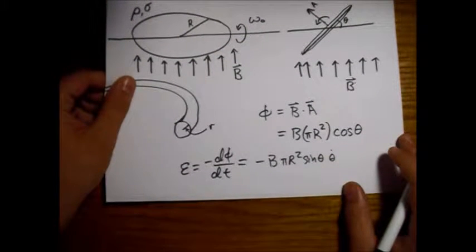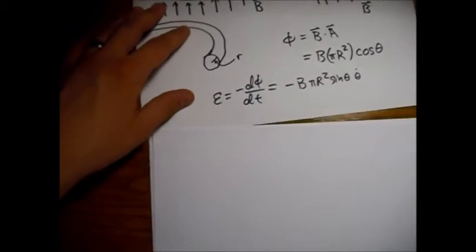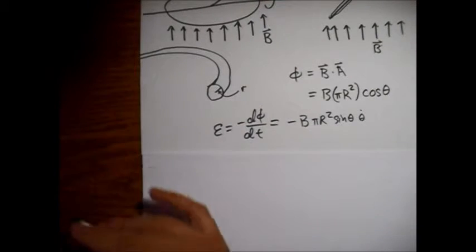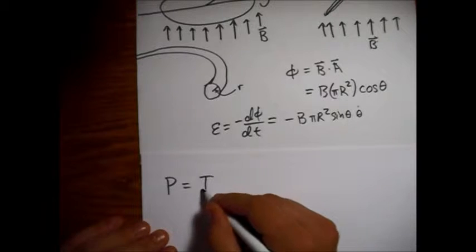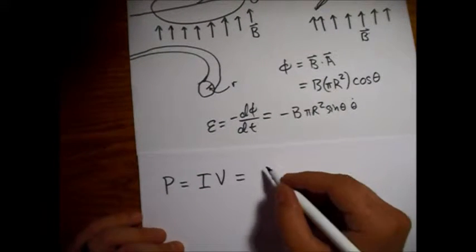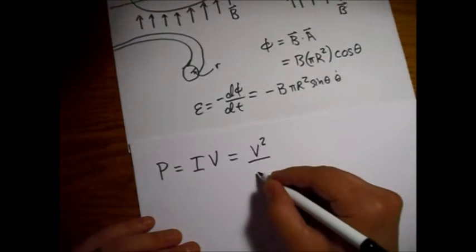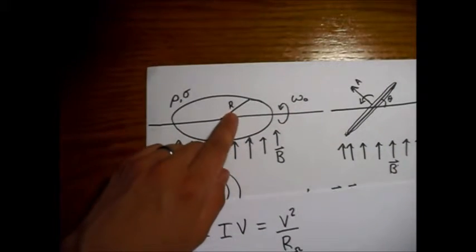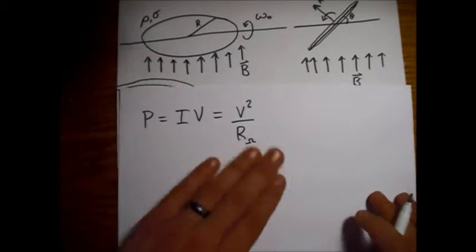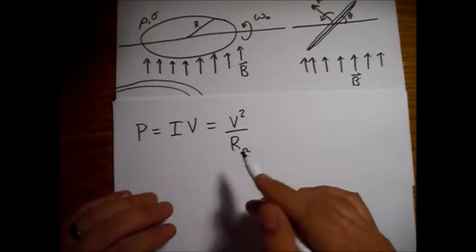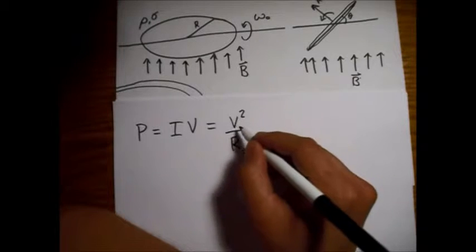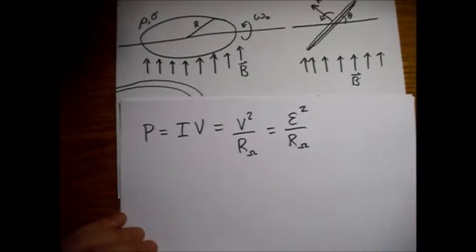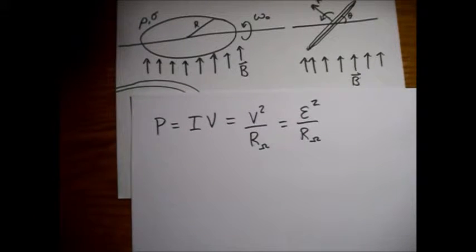Let's see what we can do now. Now that we know the EMF, by Joule heating, the power dissipated in a resistor is equal to IV. Using Ohm's law, this becomes V squared over R, except I'm going to call this R with a little ohm sign, because we don't want to confuse it with this big R, which is the radius of our hoop. We won't be seeing this much, because we'll use the conductivity instead. This V is our EMF, so let's write that in there. This is the power, the rate at which energy is being dissipated by the wire.